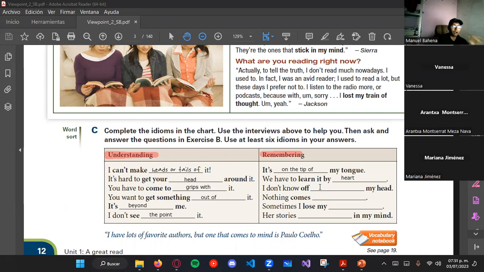Off the top of my head, which means... off the top of my head. What does that mean? Off the top of my head.